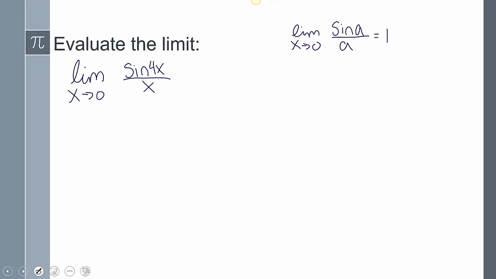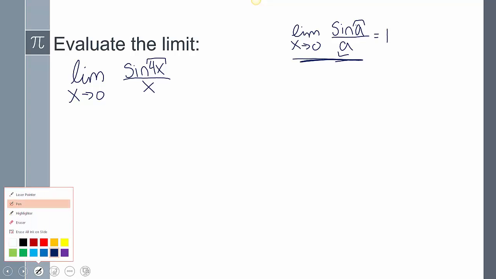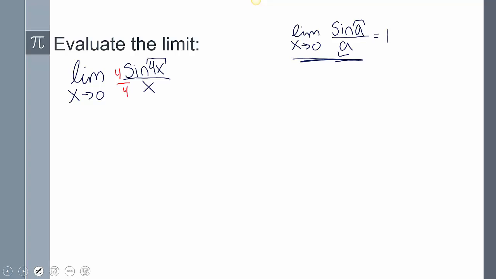For this one, the sine of 4x over x, we're going to use this pattern. The issue is whatever a is, it has to be the same on the bottom. So technically my a is 4x. For me to get a 4x on the bottom, I need to multiply top and bottom by 4. Now I can rewrite this limit as 4 times the sine of 4x over 4x. According to that limit definition, that's just going to be 1, as x goes to 0, and so I get 4 times 1, which is 4.